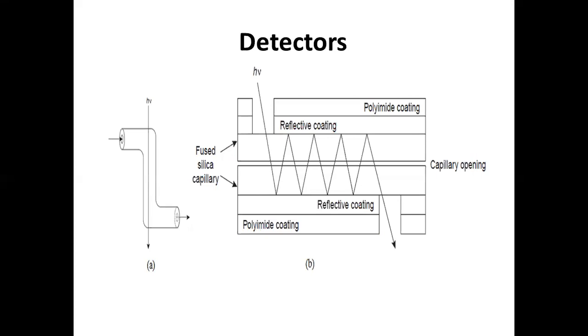So here, very dilute solutions of the samples are employed for the detection process. Therefore, it is very essential to increase the path length. So what we have done in HPLC is that we have used Z-shaped cells. Z-shaped cells are employed in HPLC detectors, especially in UV visible absorption detectors, in order to increase the path length.